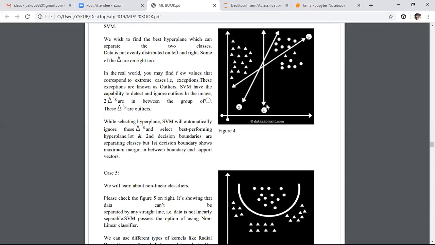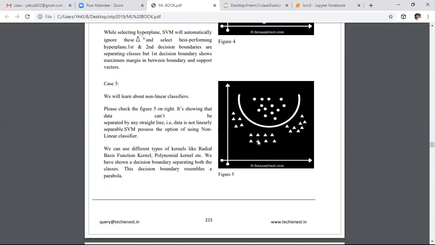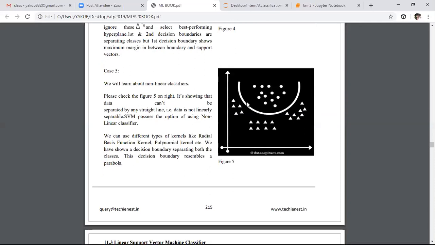Here coming to the nonlinear SVM. With a single separation line, we can't separate these data points. Here we are visualizing the data in a two-dimensional manner. In 2D, we can't separate this data with a single line. That's why it is called linearly non-separable data. If you are unable to separate the data with a single hyperplane, that is called linearly non-separable data. To separate these data points, we need to apply the kernel trick.